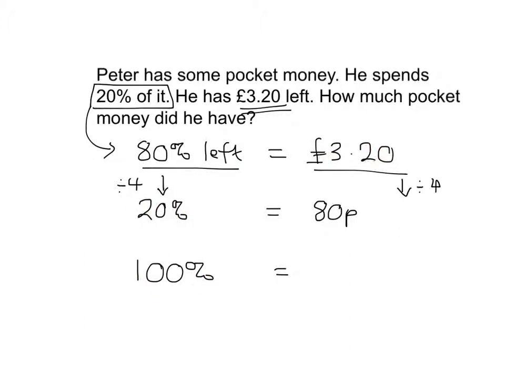So if we add together £3.20 and 80p, that will give us the total amount. The total amount is £4. And I can check that that works, because if I find 20% of £4, 10% is 40, 20% will be 80. And if I take 80 off £4, I get to £3.20.